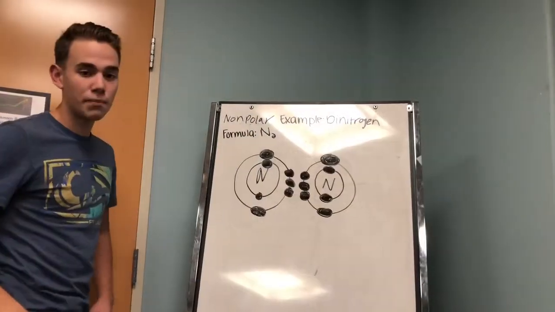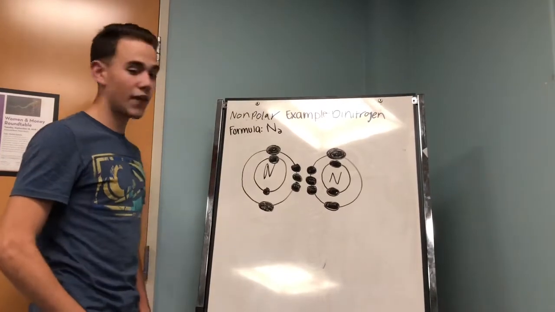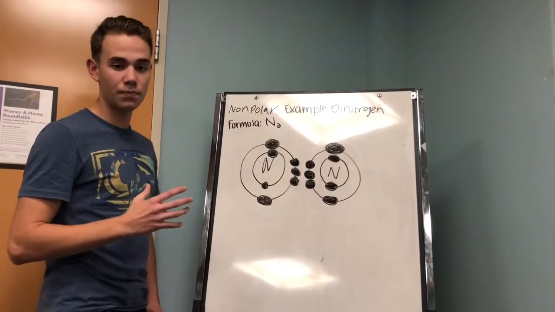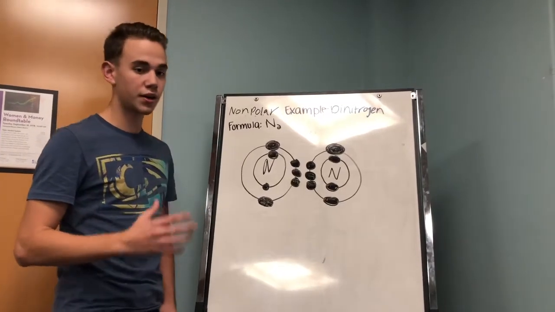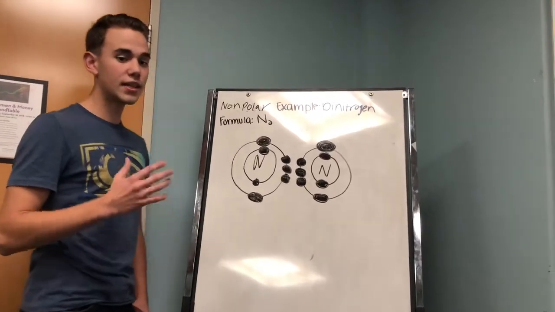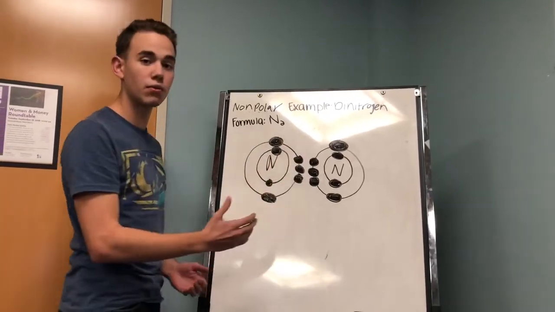An example of a nonpolar covalent bond is dinitrogen. The determining factor that makes this chemical bond nonpolar is that the same two elements are bonding. Because the electronegativity of the two are similar, the amount of electrons shared will be equal.